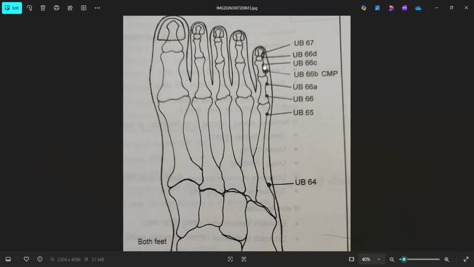When do we use the sympathetic nerve? When you want it to constrict so that the force of movement increases. So in old age, when residual urine remains and is not fully evacuated, what should we do to 66C? We should tonify it.